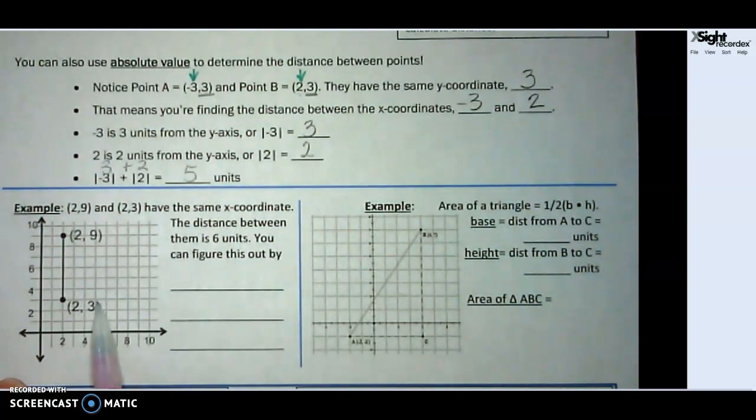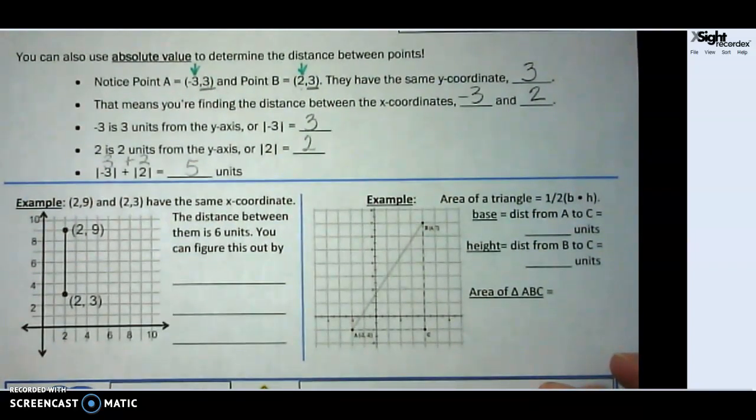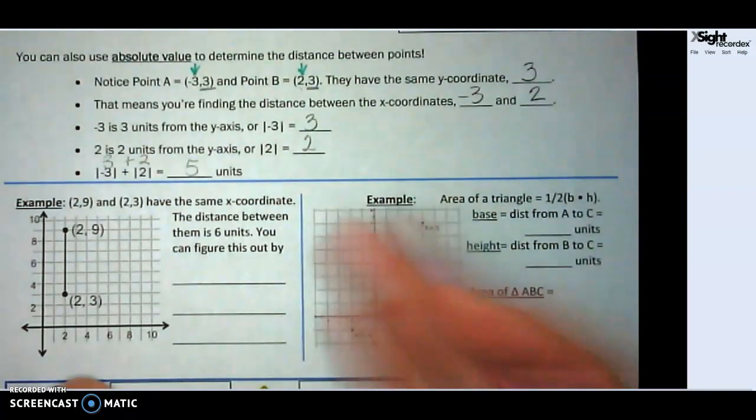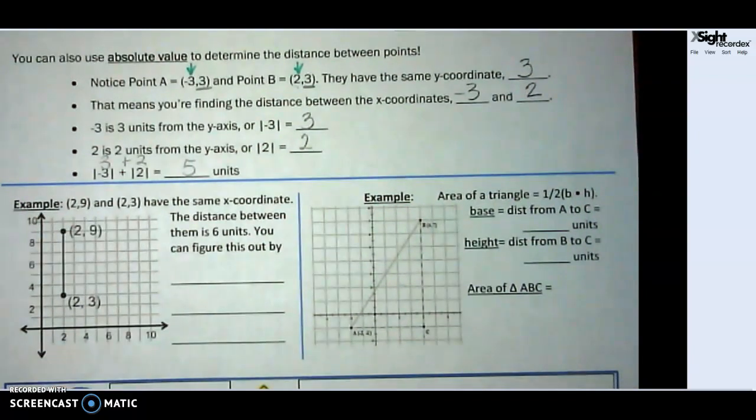This looks like the easier example, but we're not going to start there. We're going to start over here with this example that has a triangle, and we're going to use distance to be able to figure out the area and perimeter of some polygons. We've done that with formulas, but now we're going to talk about how you can use the coordinate grid or coordinates to find the area or perimeter of polygons.